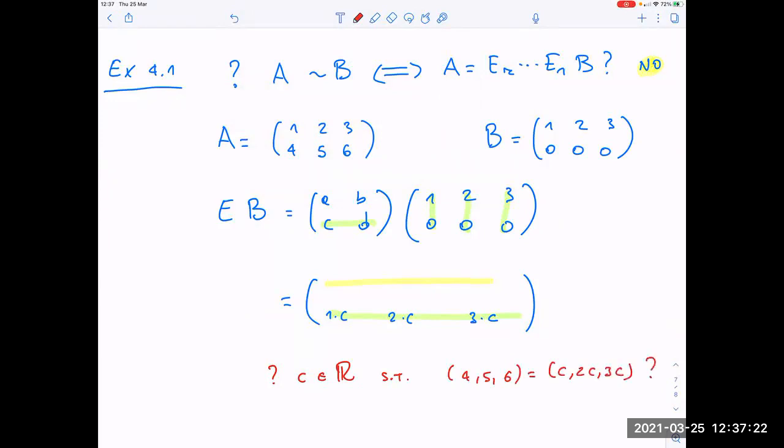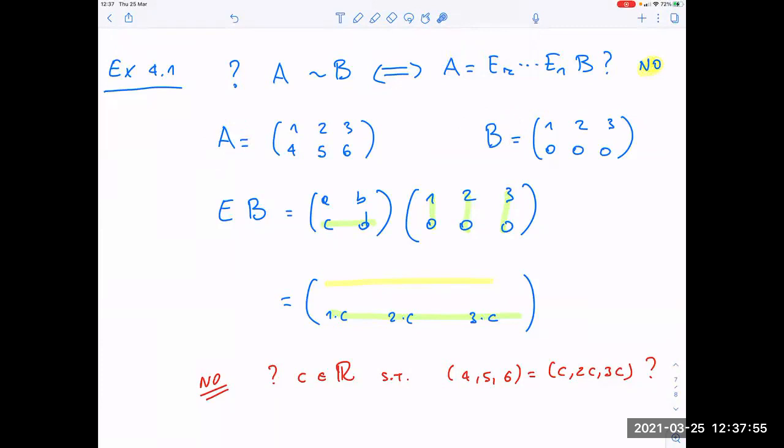And of course, the answer to this question is no. I cannot do that, right? I cannot make this happen because C must be equal to 4, but then 2C is equal to 8, which is not 5. So this is not possible. There is no way to produce it. And we'll see the reason, as a preview, is related to what is called rank. This matrix has rank 2, while this matrix here has rank 1.